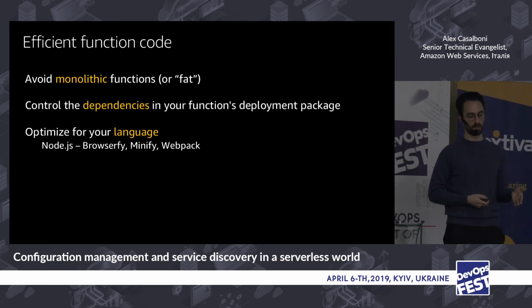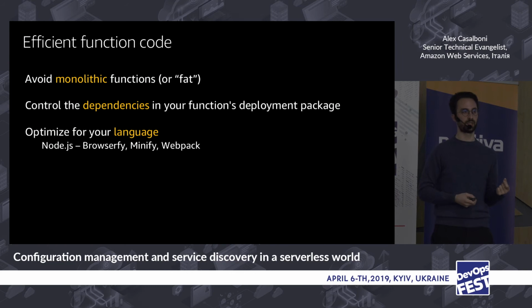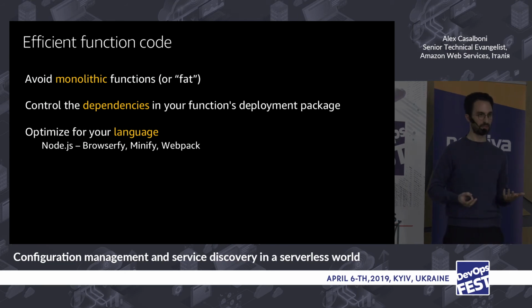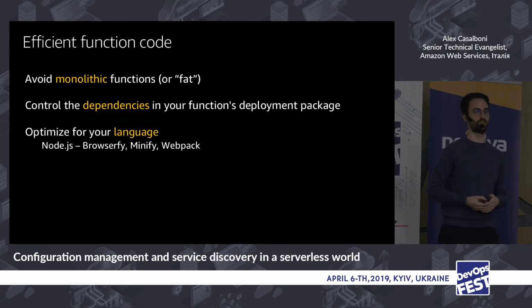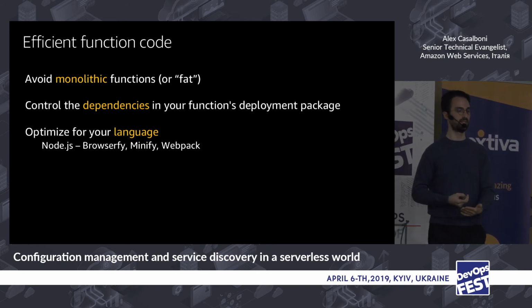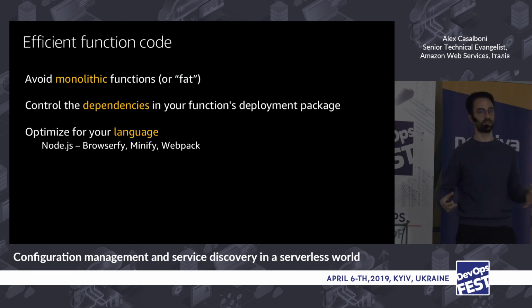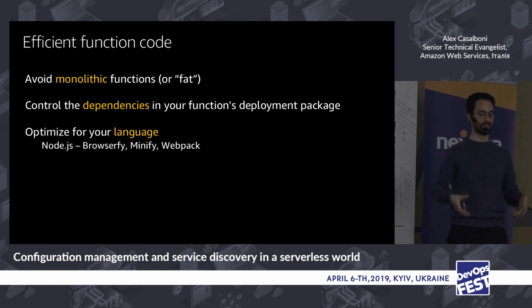So efficient code, the first suggestion is try to avoid what we call monolithic functions, these fat functions that do everything you need to do in one big function. This is bad for a few reasons. It's appealing because if you have an Express.js application or a Django or a Flask application, you just want to lift and shift that application without touching the code to Lambda. And that is possible. But what you end up with is a very fat, big, monolithic function, maybe like 20 megabytes of stuff. You can imagine how things work under the hood.